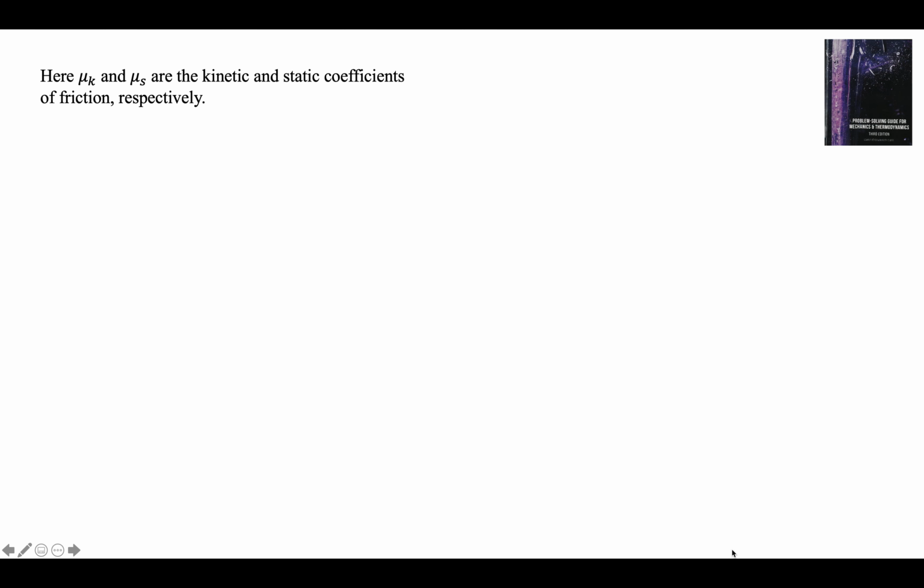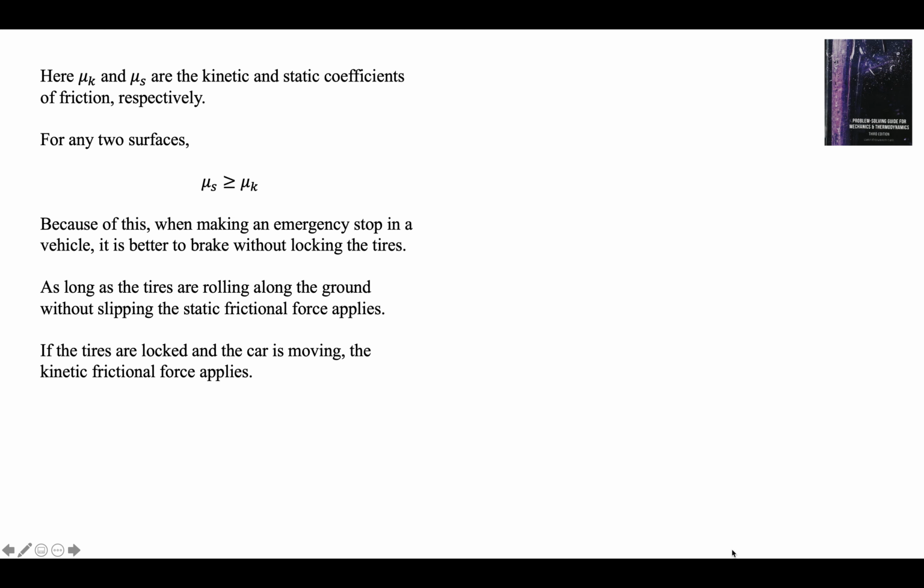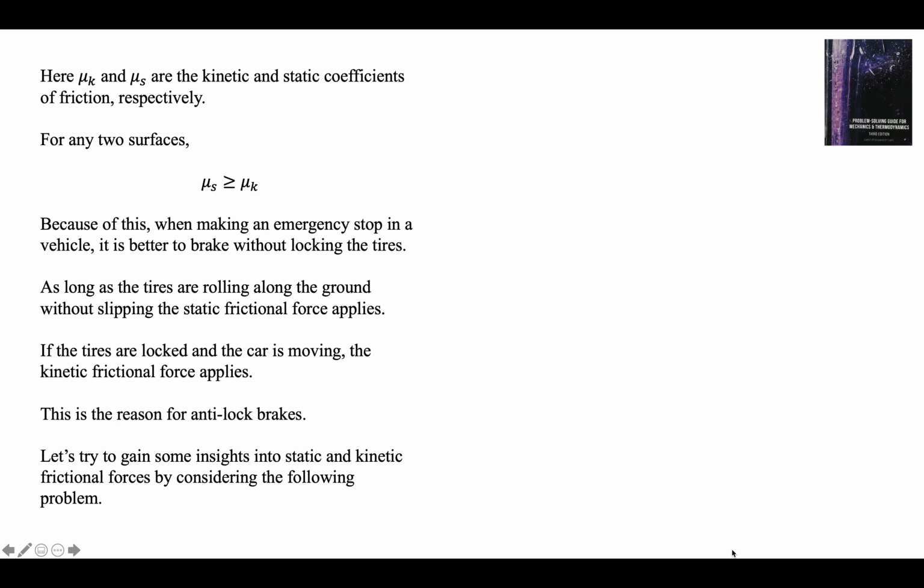So mu kinetic and mu static are the kinetic and static coefficients of friction, and for any two surfaces, mu static is bigger than or equal to mu kinetic. So if you're making an emergency stop, you don't want to lock the tires. If you lock the tires, that's mu kinetic. If you don't, that's mu static. As long as the tires are rolling along the ground without slipping, the static frictional force applies. As soon as you lock the tires, then it's kinetic. This is the reason why we have anti-lock brakes, because the static coefficient of friction is bigger than the kinetic coefficient of friction. You don't want to lock the tires.